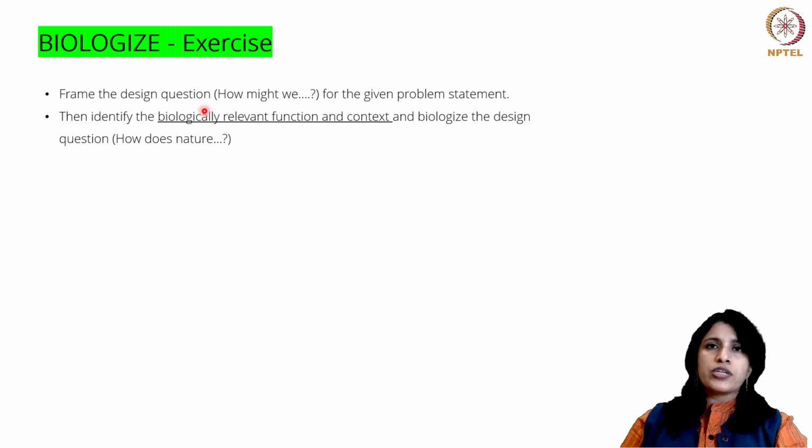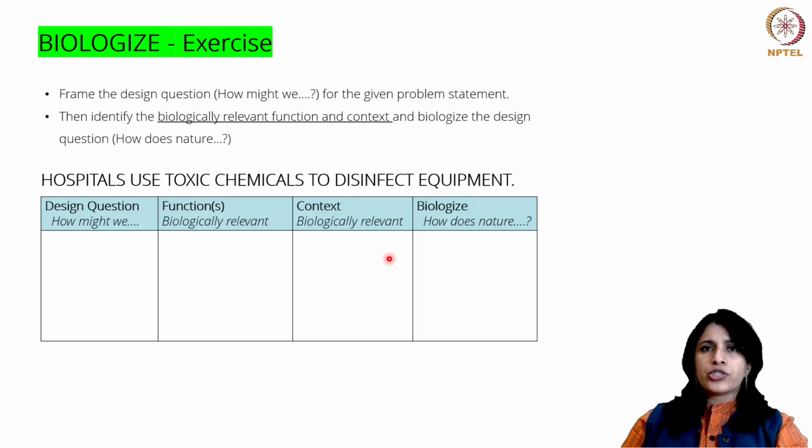You frame the design question for the given problem statement and then identify the biologically relevant function and context and biologize it. So basically just fill this table just like what we did before. And the problem statement that you can use is hospitals use toxic chemicals to disinfect equipment. Based on this, come up with a defined question, biologize the function and the context from that defined question, and write down your how does nature question based on that.